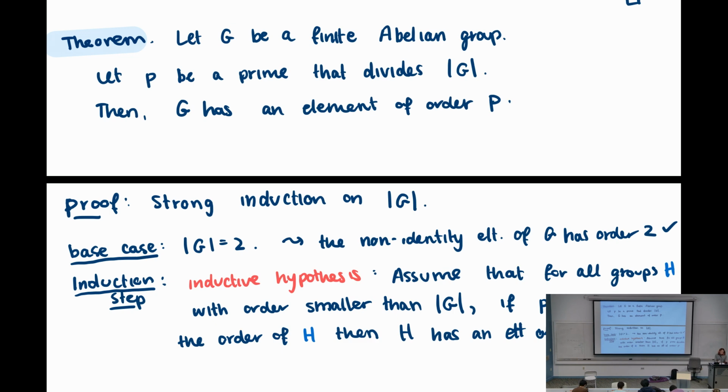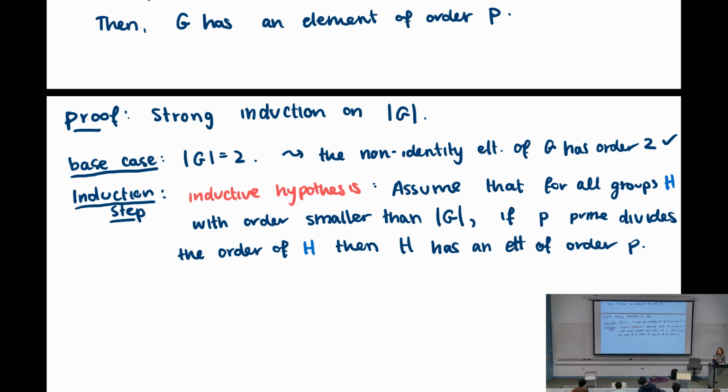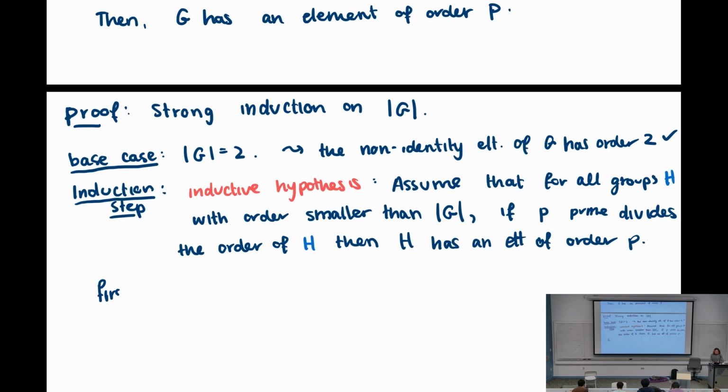So what we're going to do is look at a factor group, then apply the inductive hypothesis to the factor group, so we'll get an element of order P in the factor group, and then use that element to construct an element in the larger group that also has order P. Okay, to do this, first, I claim that G just has some element of prime order. For some prime, not my favorite prime P, but just that there is an element of prime order.